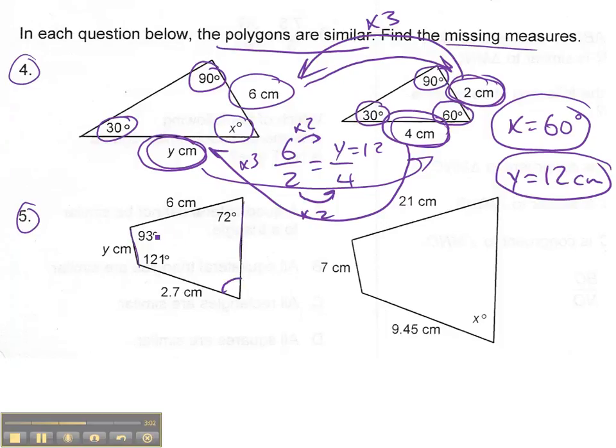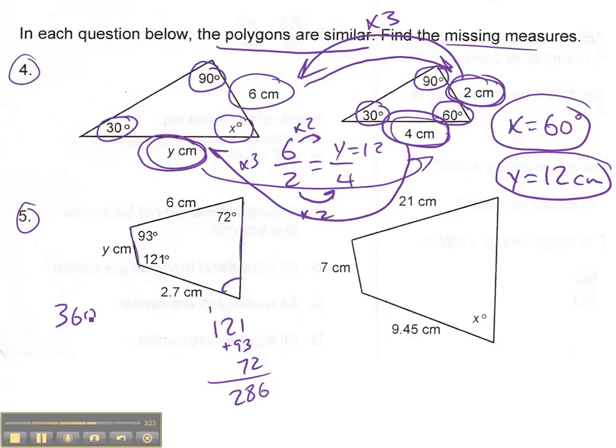Okay, we know that the sum of the angles of a quadrilateral add up to 360. So let's add up the angles we know and subtract from 360. 121 plus 93 plus 72. 1 plus 3 is 4 plus 2 is 6. 2 plus 9 is 11 plus 7 is 18. Carry the 1. 1 and 1 is 2. So we have 286 degrees.